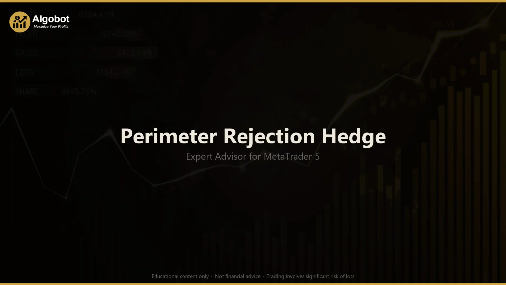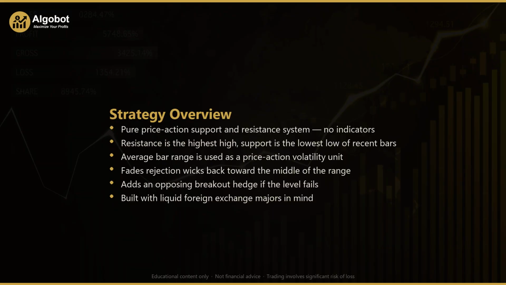Let's get started. So what exactly does the Perimeter Rejection Hedge expert advisor do? At its heart, this is a support and resistance strategy that trades the edges of a recent price range. The interesting part is that it relies entirely on price action. There are no moving averages, no relative strength index, no average true range, and no Bollinger Bands anywhere in the logic. Every level and every distance is measured directly from the raw bars on the chart.